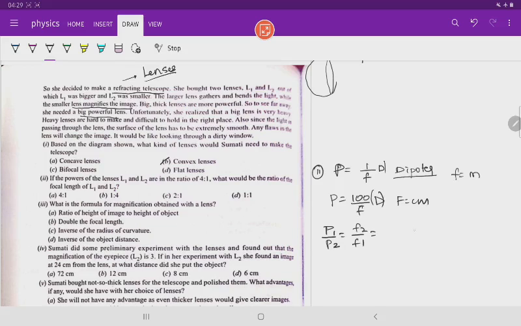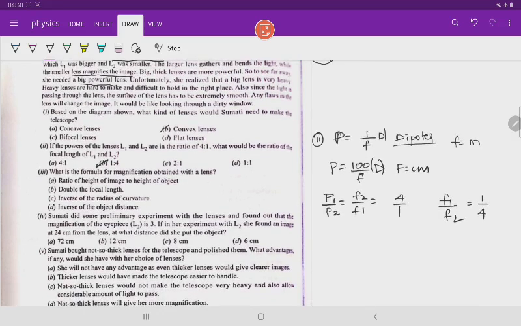So we know that P1 by P2 is 4:1. Then obviously they are saying that L1 L2 reciprocal it, so we get F1 by F2 is equal to 1:4. So what is the ratio then? 1:4. Option B.